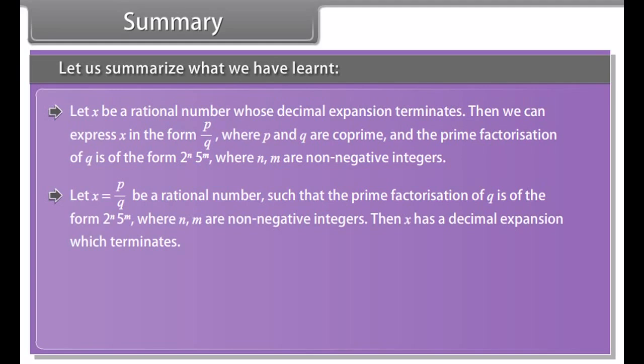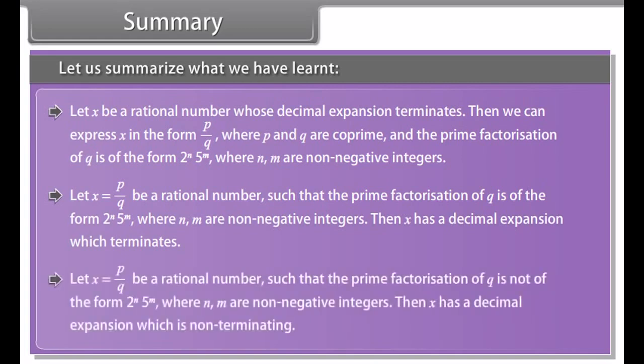Let x equals p upon q be a rational number such that the prime factorization of q is not of the form 2 raised to the power n, 5 raised to the power m, where n, m are non-negative integers. Then x has a decimal expansion which is non-terminating, repeating, recurring. Let us now write the decimal expansion of 17 upon 8. Similarly, the decimal expansion of 15 upon 1600 is 0.009375.